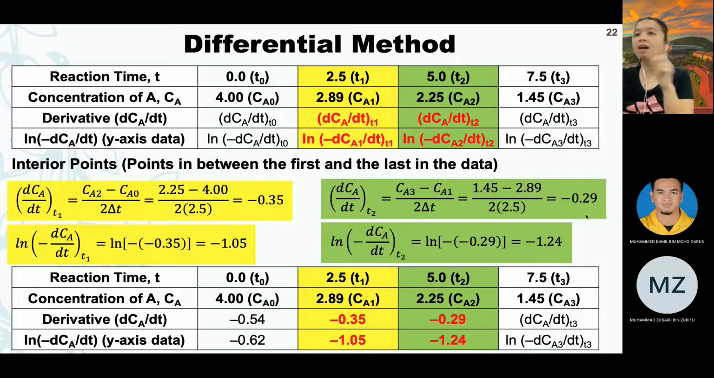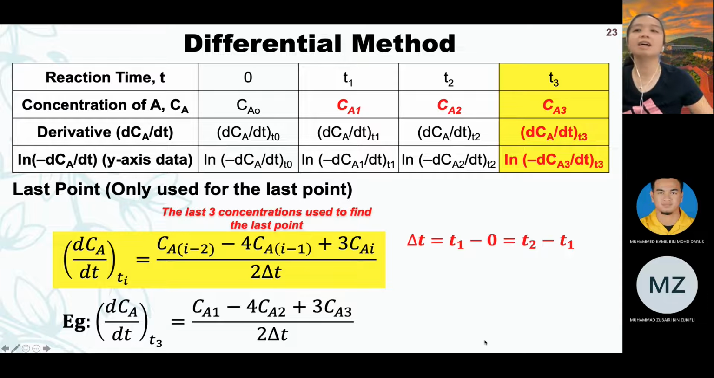Sebab kita ambil kepekatan yang sequence yang berlainan. Tetapi dia mesti sequence kepekatan selepas tolak kepekatan sebelum. Okay. Then you get negative 1.24. So now you have already obtained the two interior point punya ln minus dCA per dt. Done. So imagine as I told you, method ni eksperimen senang, pengiraan dia susah.